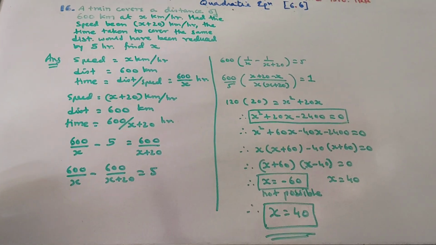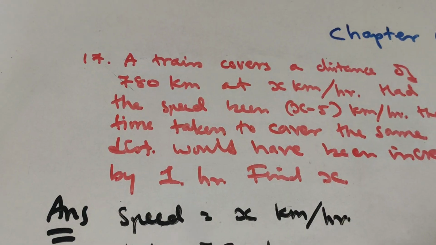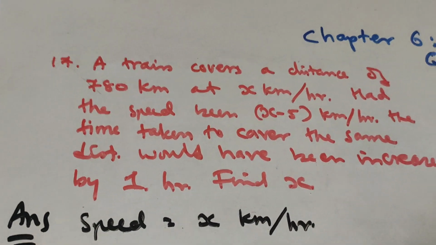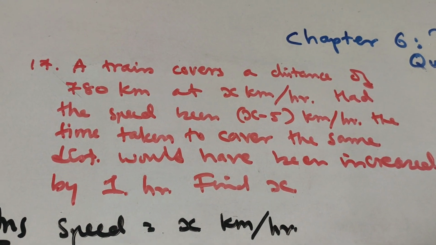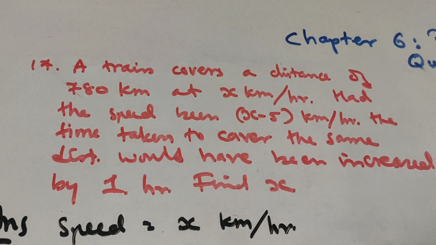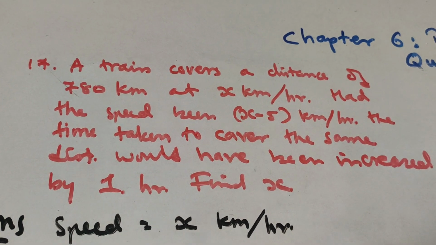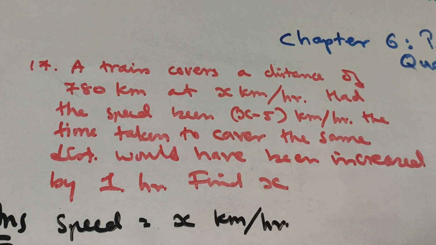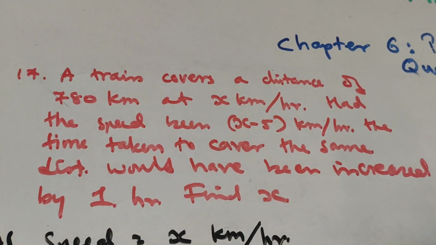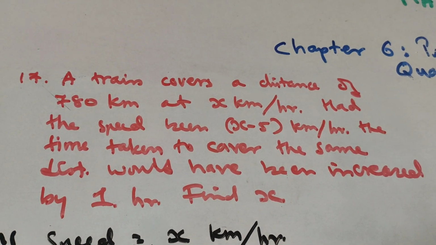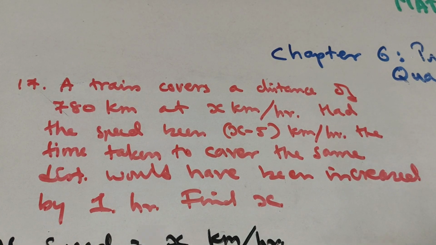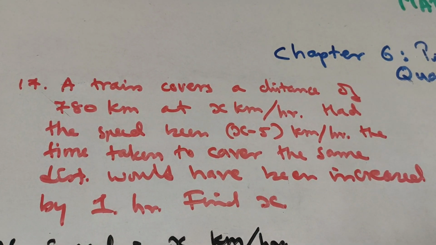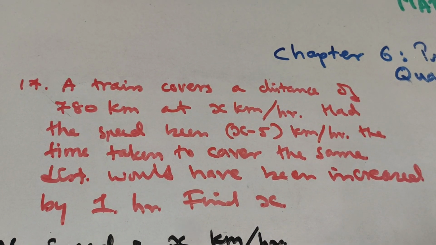sum number 17. Sum number 17. A train covers a distance of 780 kilometers at x km per hour. Had the speed been x minus 5 km per hour, the time taken to cover the same distance would have been increased by 1 hour. That means the speed is reducing. When the speed reduces, the distance to be covered will be taking much time. So it is taking 1 hour more.